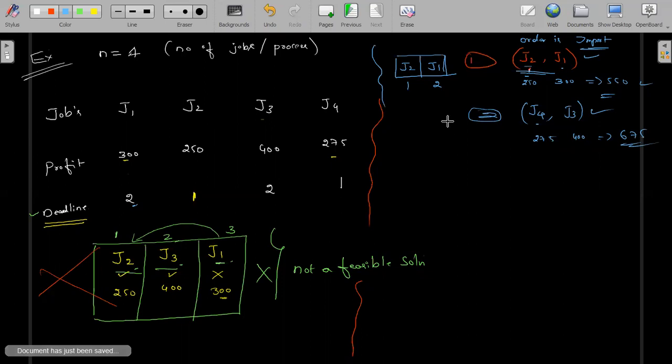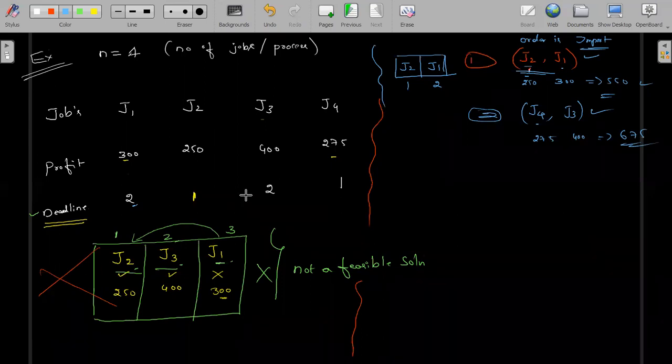Fine, this is also possible, no problem. This is a feasible solution. Again, let's see one more sequence. Is it possible or not? We will check it. Let's take J3, again J4. Again, I am telling you, order is important.